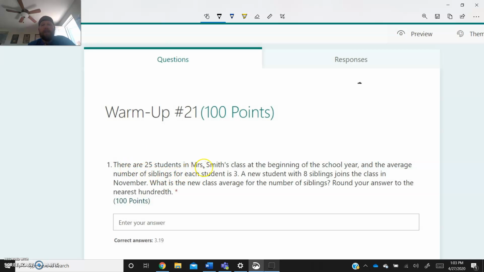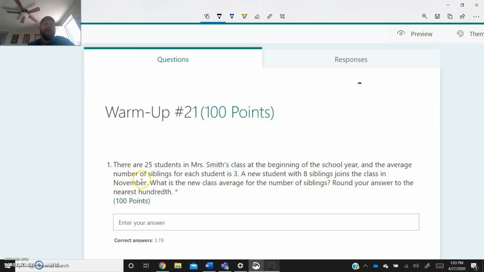There are 25 students in Miss Smith's class at the beginning of the school year, and the average number of siblings for each student is 3. A new student with 8 siblings joins the class in November. What is the new class average for the number of siblings?